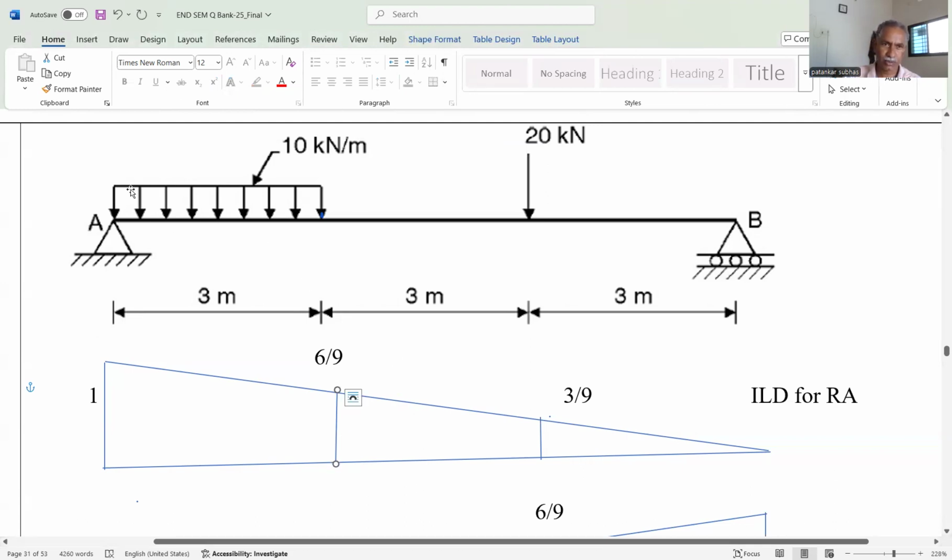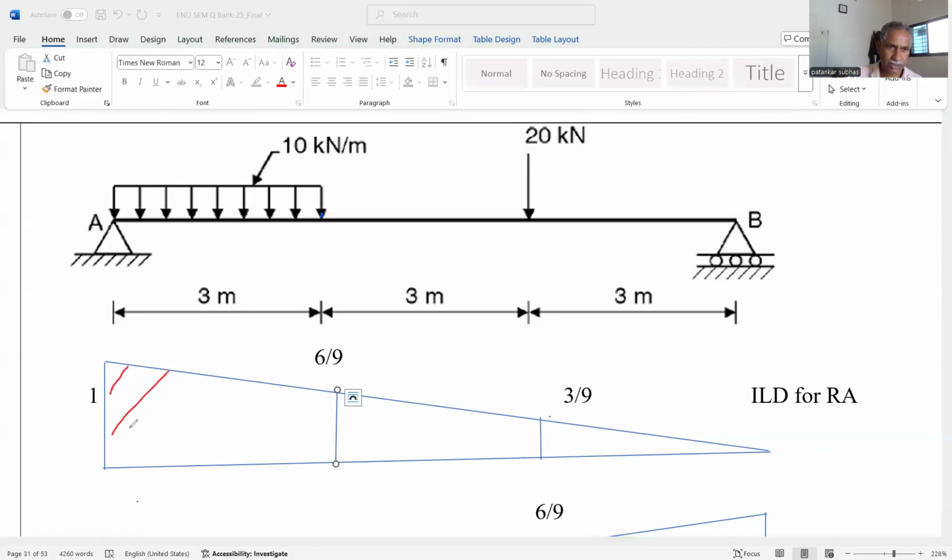Here it is observed that the load of 10 kilonewton is acting over this trapezium. That's why we can take the area of this trapezium. Here we have considered this area. This is the area of the ILD under the UDL of 10 kilonewton per meter. And for 20 kilonewton, this is the vertical intercept. Again, we know that this is one triangle, this is another triangle, and this is the big triangle.